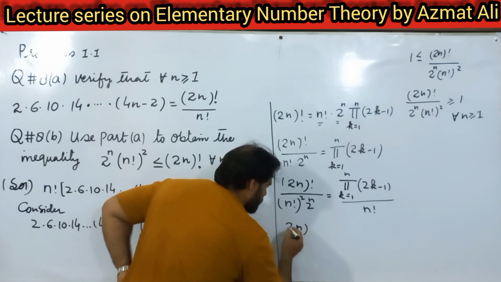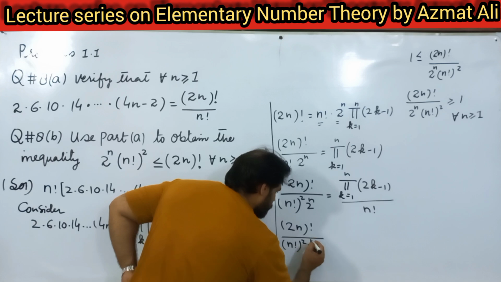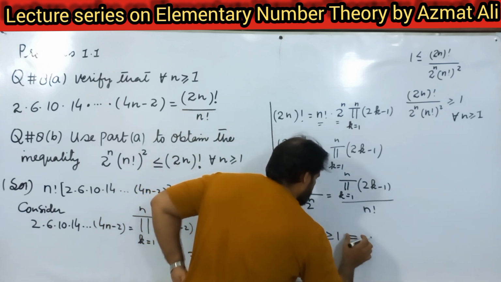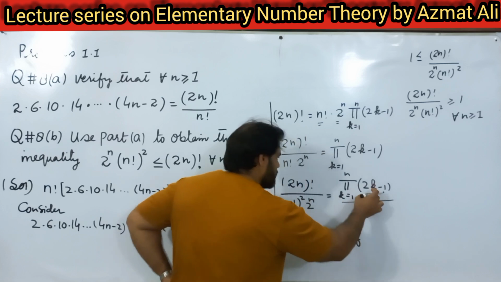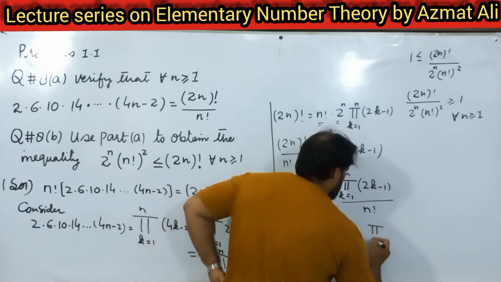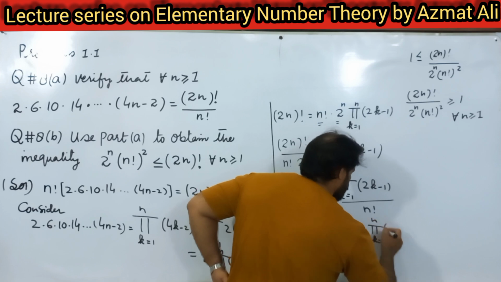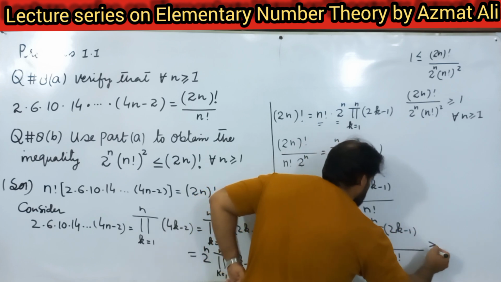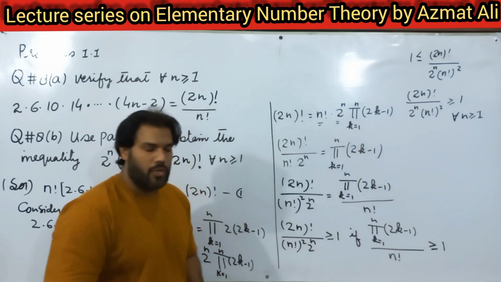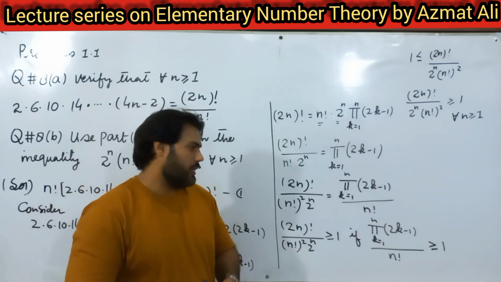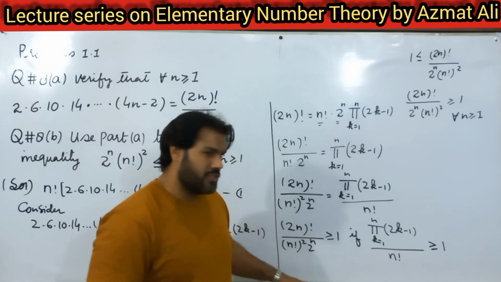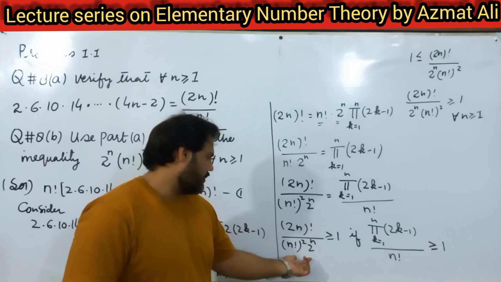We write 2n whole factorial over n factorial square into 2 raised to power n is greater than or equal to 1 if this term, the product k is equal to 1 to n of 2k minus 1 over n factorial, is greater than or equal to 1. So now our target is to show that this term is greater than or equal to 1. That consequently shows our inequality.